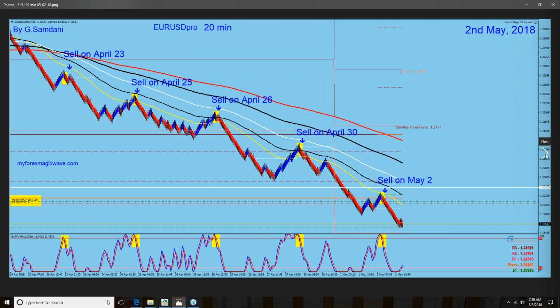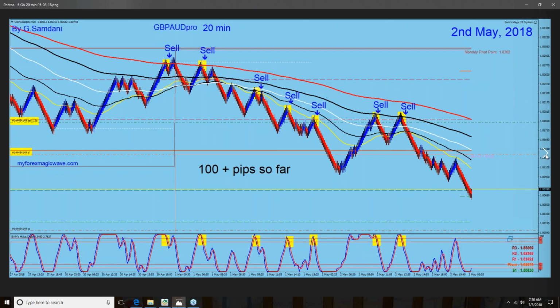Watch. Same thing. Look at that. This is pound Aussie again. On May 2nd, it's dropping big time. I'll show you why I'm taking all these shorts. Why not all these longs? I'll show it to you at the end of the video.